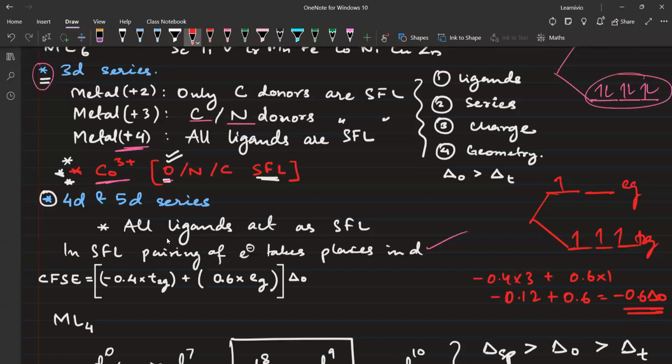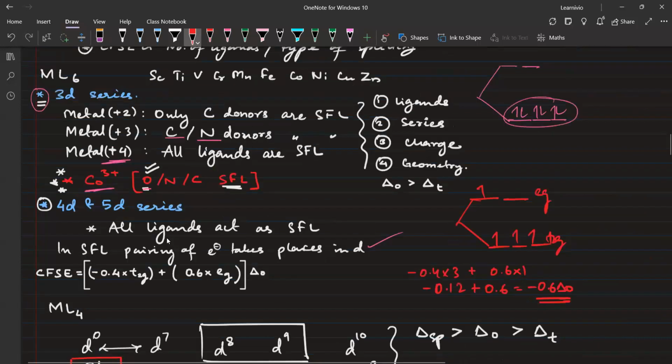Also, I have written this here because you have to remember this equation, at least for the 3D series elements. You will have to remember this at least.